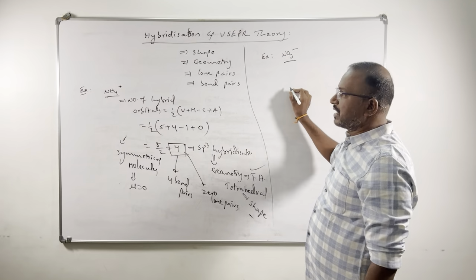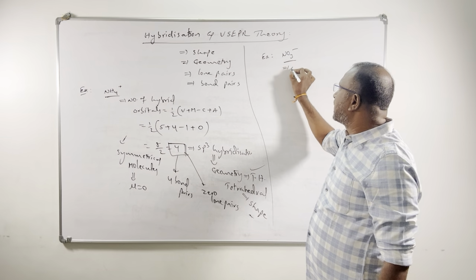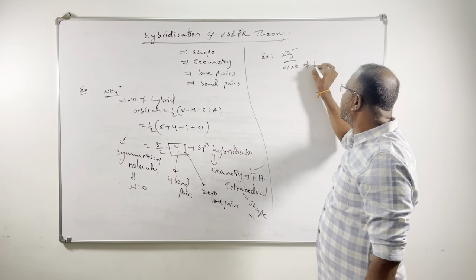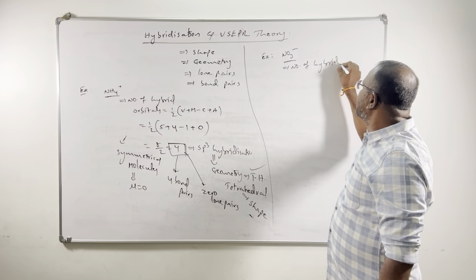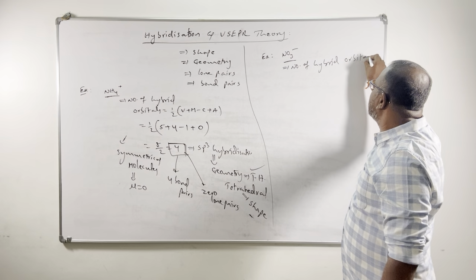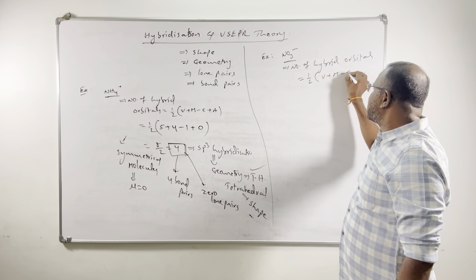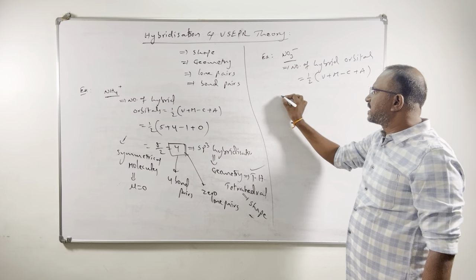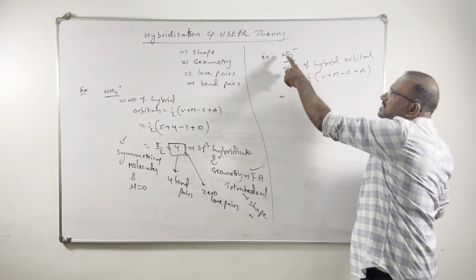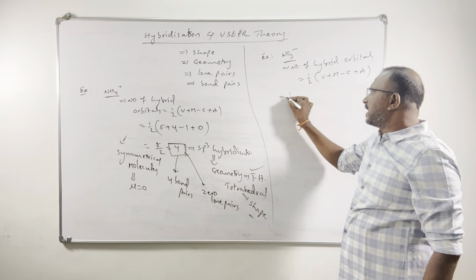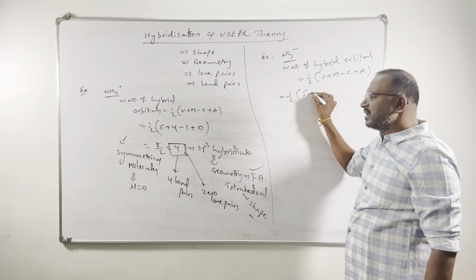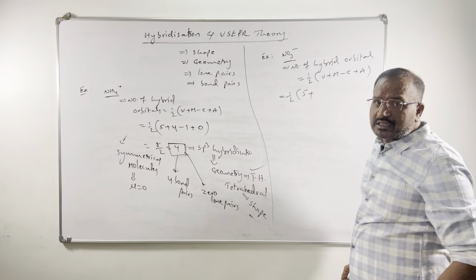Okay, now let's go for anion. In this case also, let me calculate first the number of hybrid orbitals. Same formula: 1 by 2 (V plus M minus C plus A) we can write. In this case, the central atom is nitrogen. Nitrogen valence electrons are 5 because it belongs to the 15th group element.